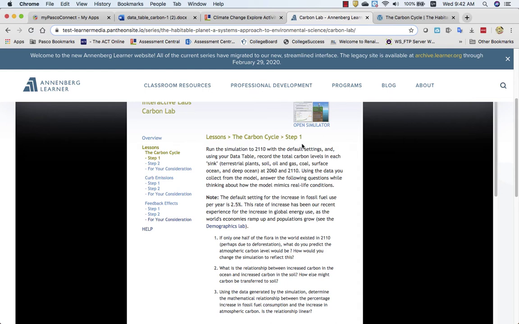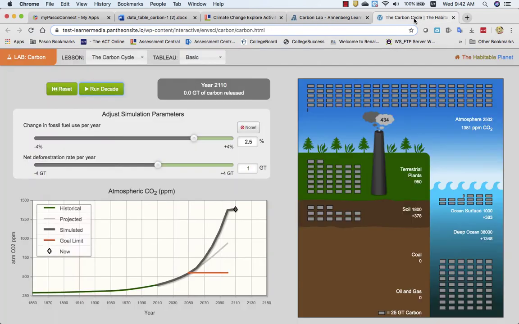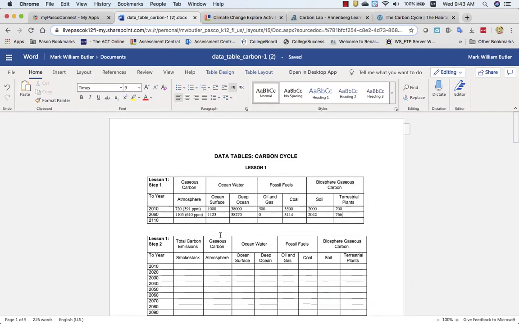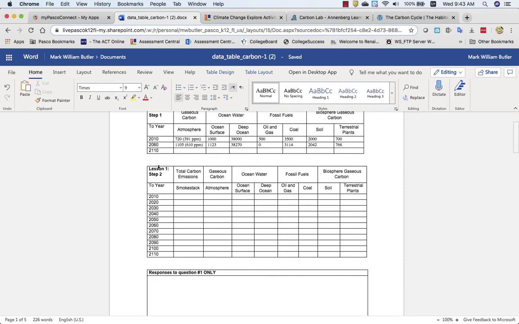So looking at our simulator, how could we change something on our simulation to help us predict what that might be? Okay, so is there a setting over here that we can change that might simulate, what if we reduce the amount of forests and terrestrial plants that are on our planet? Can we do that and then run this simulation again and see what would happen to this atmospheric carbon? Okay. And then you're going to put that response right here in this spot, response to question 1 only. Okay, this data table is for step 2.